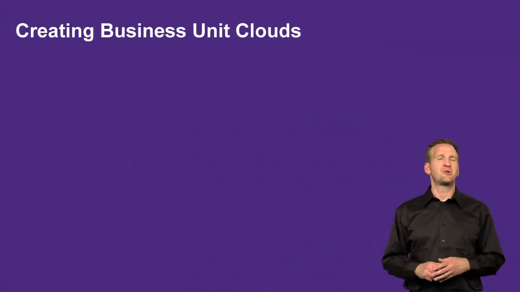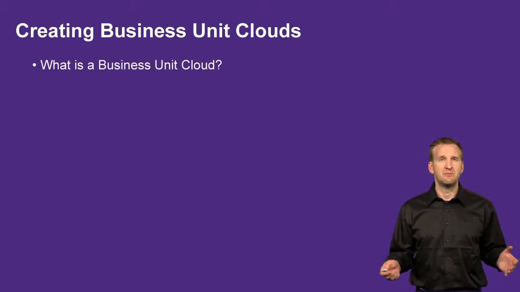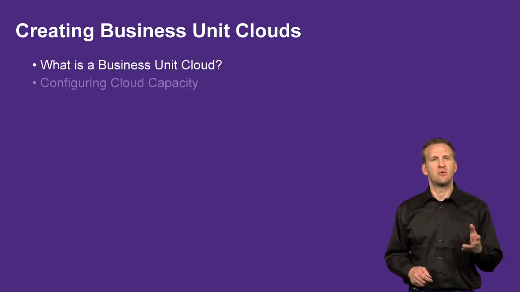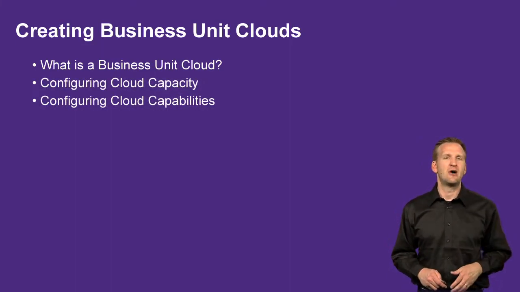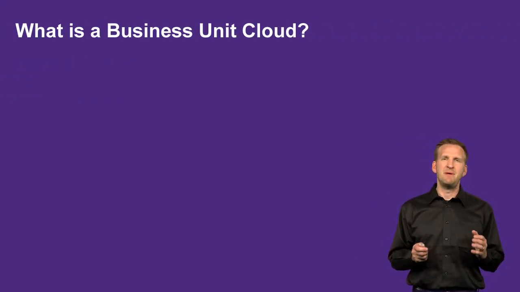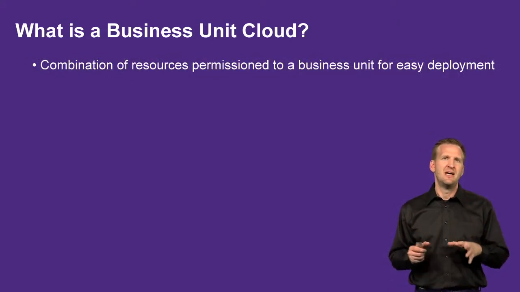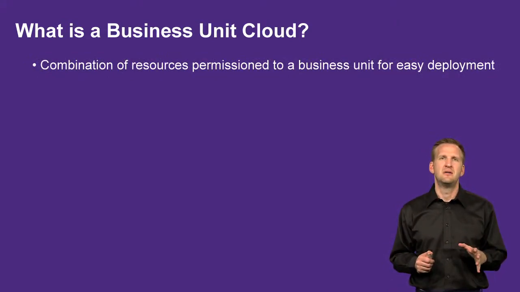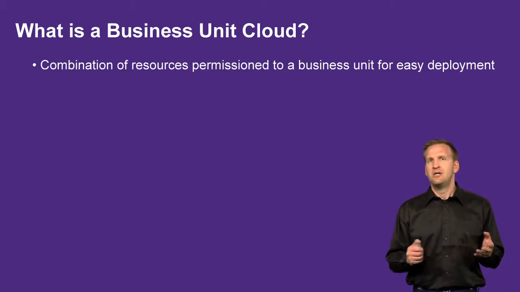In this lesson now, we want to look at and show you how to create business unit clouds. So first we'll just talk about what is a business unit cloud, and then we'll look at configuring cloud capacity as well as configuring cloud capabilities. So what is a business unit cloud? Well, first of all, it's a combination of resources that are permissioned to a business unit for the purpose of easy deployment. So what does that mean?